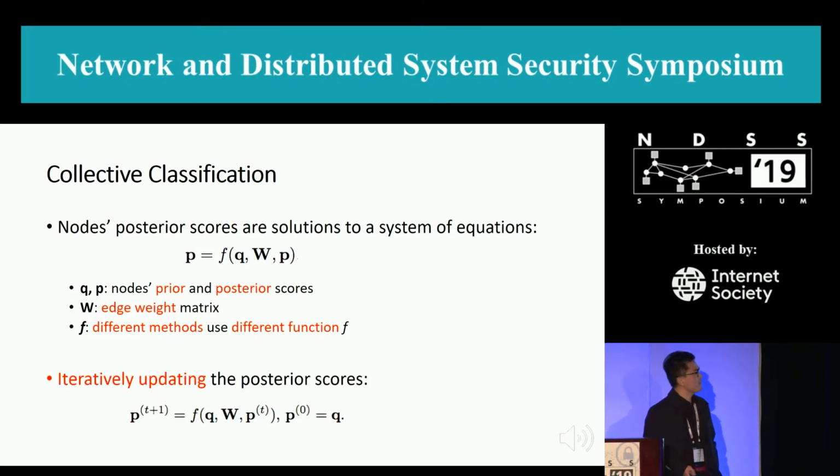In practice, this linear system may be computationally expensive, so we always iteratively update it using this equation. Here, we first initialize the posterior scores with the prior, and then we update the posterior scores using the posterior scores from the previous iteration and also the prior.